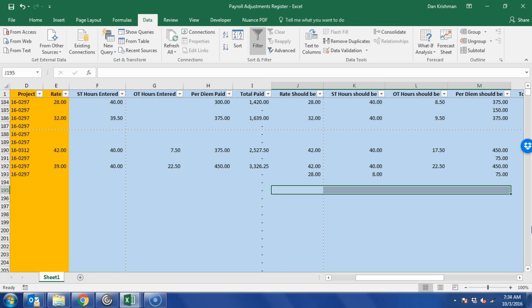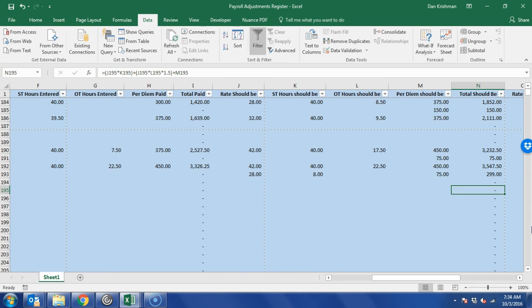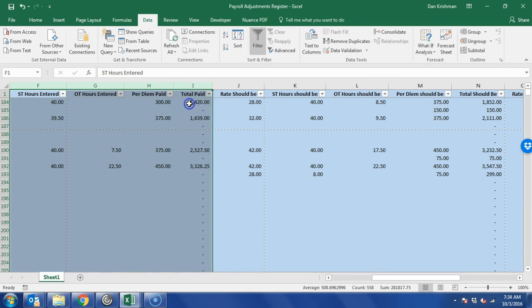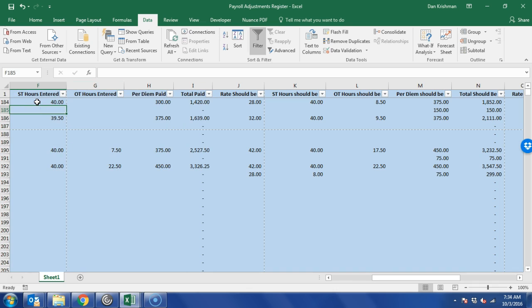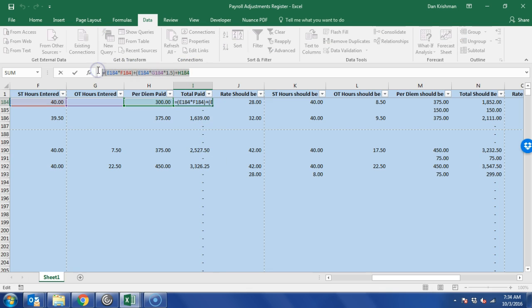So in any payroll, there are four things that can change. The rate can change, the straight time hours can change, the overtime hours can change, and the per diem due can change. Alright? And what this calculates is it takes what they should have been paid, which basically calculates their straight time hours times their rate, plus their overtime hours times their rate, plus their per diem, and equals total paid. Here's the formula up here.